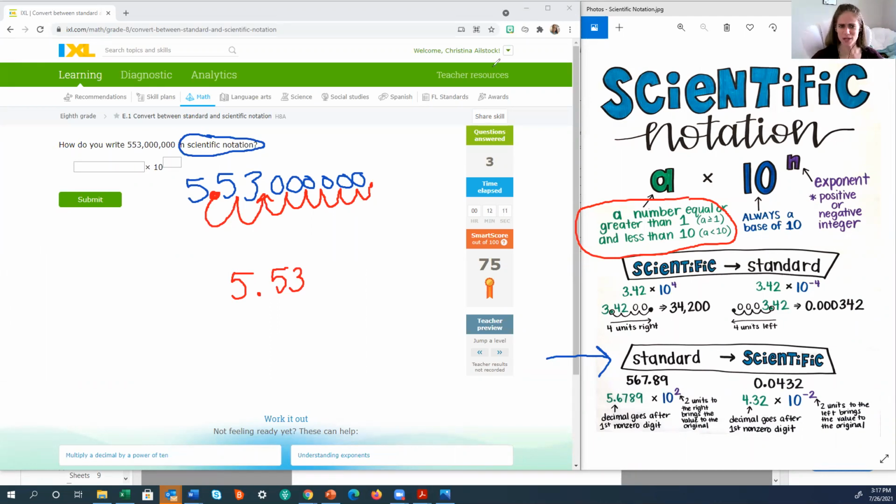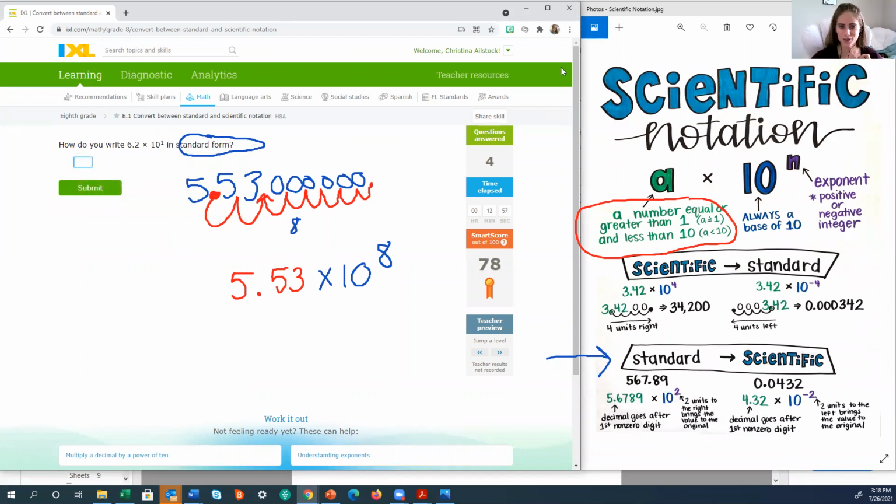Now let's count up how many times we moved the decimal point because I lost track. So we moved it 1, 2, 3, 4, 5, 6, 7, 8 spaces. We moved it 8 spaces. And why is that important? Because that's our exponent. The exponent tells us how many places to move the decimal. Will it be a positive 8 or a negative 8? It'll be a positive 8 because it was a large number, which equals a positive exponent. Oops, typo, be careful. Make sure you always double check your work before you hit submit.